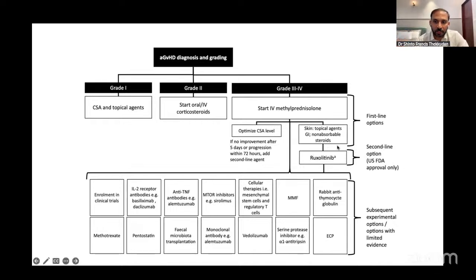Then ruxolitinib, the second line option, which is USA FDA approved. Ruxolitinib has been approved as an earlier agent in acute GVHD by the REACH trials.